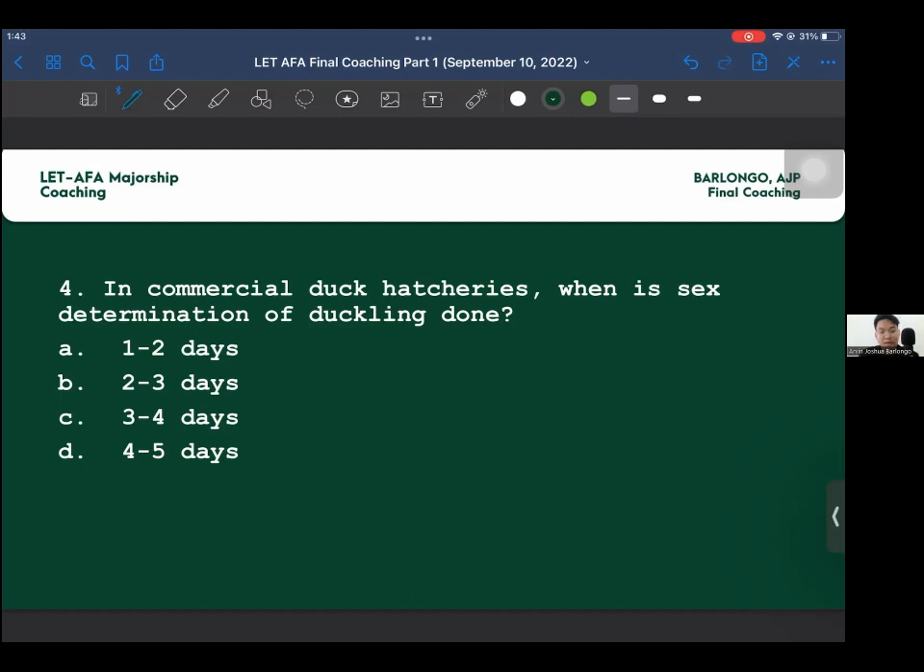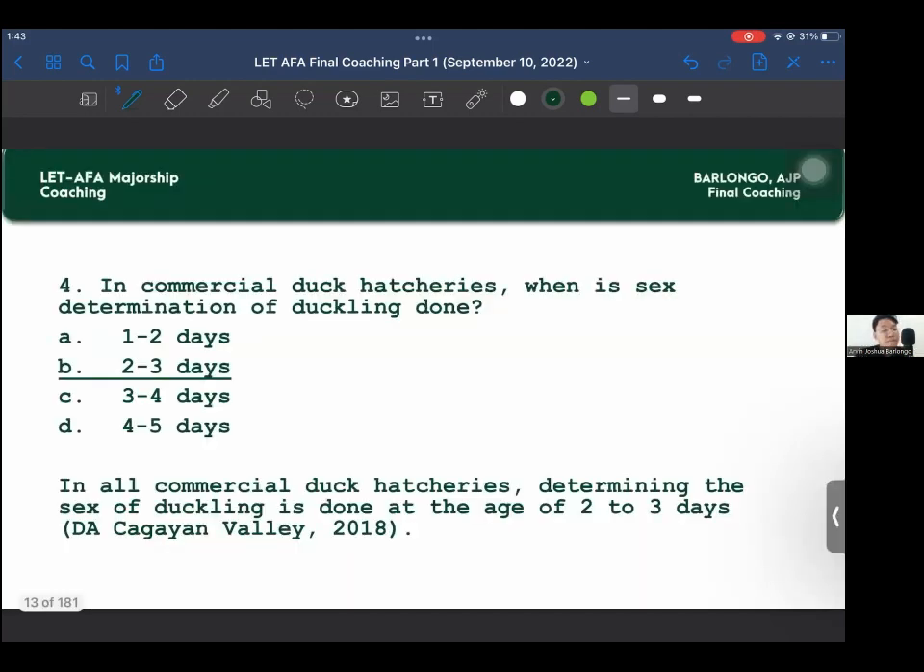You can answer sa ating chat box. Okay, so the correct answer for this one is letter B, which is 2 to 3 days. All right. So dito, this is from Department of Agriculture sa Cagayan Valley. So in all commercial duck hatcheries, determining the sex of duckling is done at the age of 2 to 3 days.